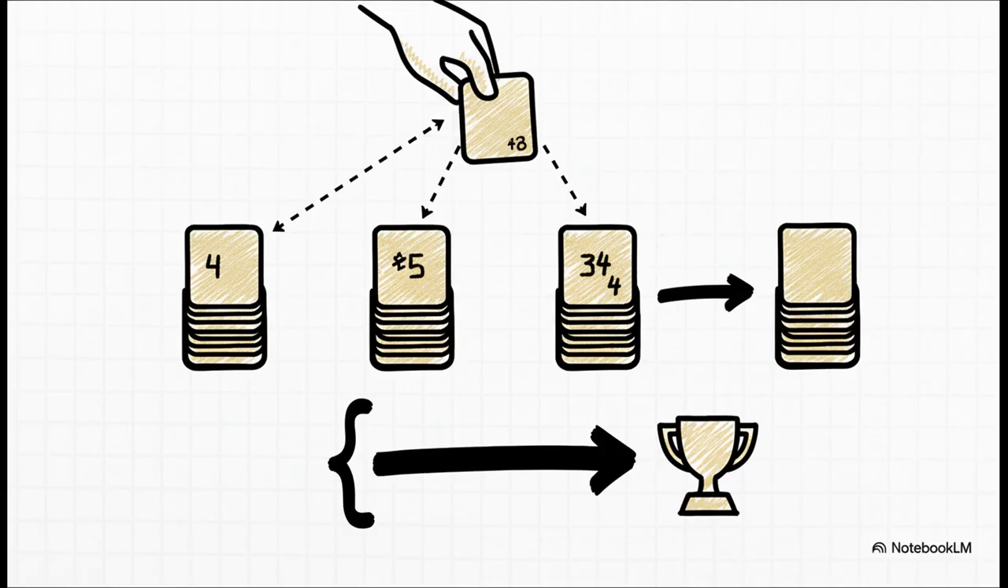And here's the crazy part. When you're done, the total number of piles you have is the length of the longest increasing subsequence. It's an amazing trick that gets you to the hyper-efficient O of n log n solution.